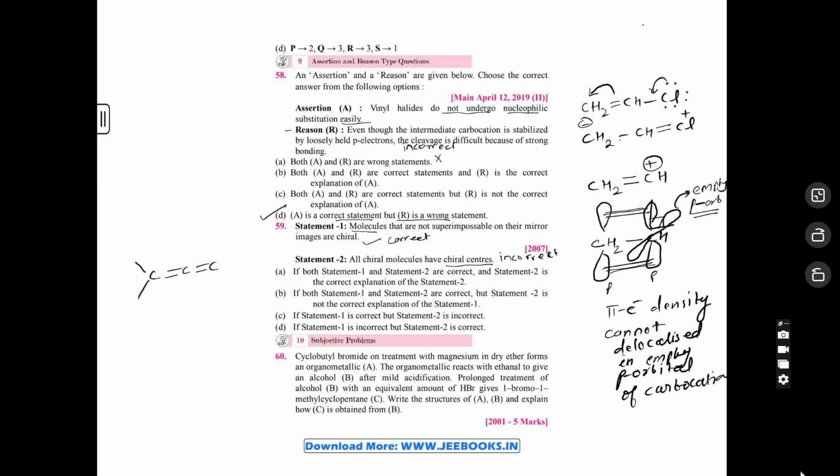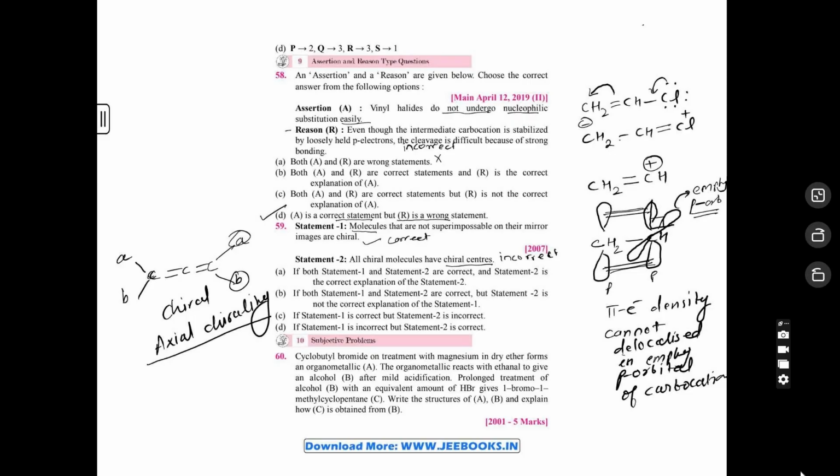when the terminal carbons of the allene have different substituents, let's say this carbon has A and B substituents, this also has A and B. So the substituents on each carbon are different. This compound is chiral, and the chirality is known as axial chirality. So such compounds are chiral due to axial chirality. There is no chiral center.